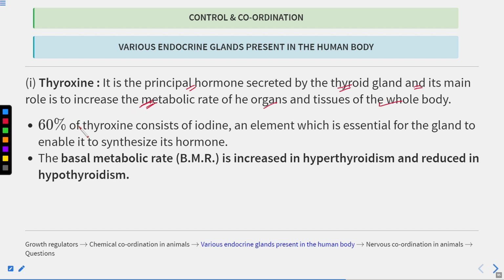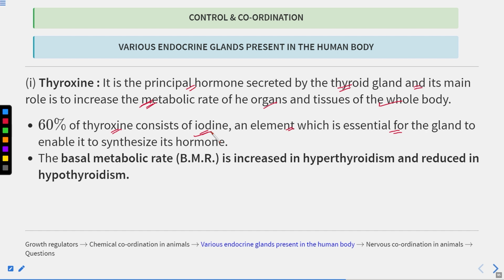So what happens during hypothyroidism? The metabolic rate decreases, and during hyperthyroidism, the metabolic rate increases. Sixty percent of thyroxine consists of iodine, an element which is essential for the gland to enable it to synthesize its hormone. So iodine is very much required. It is very essential for the body.